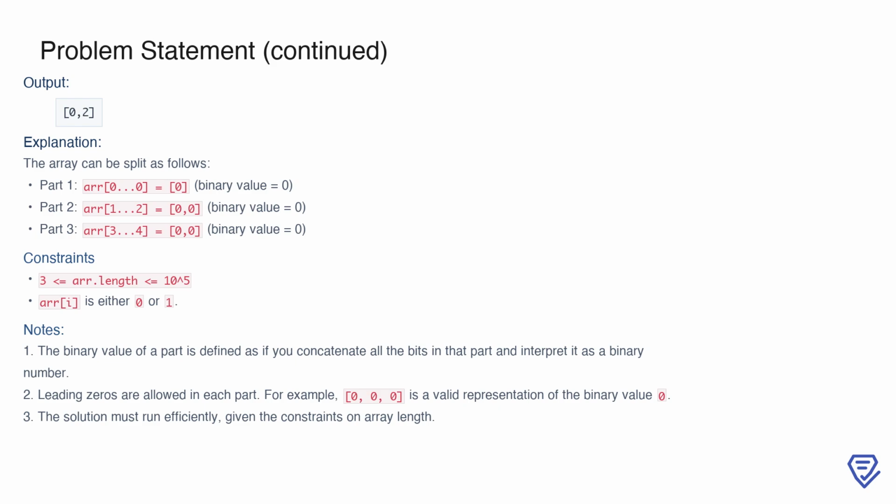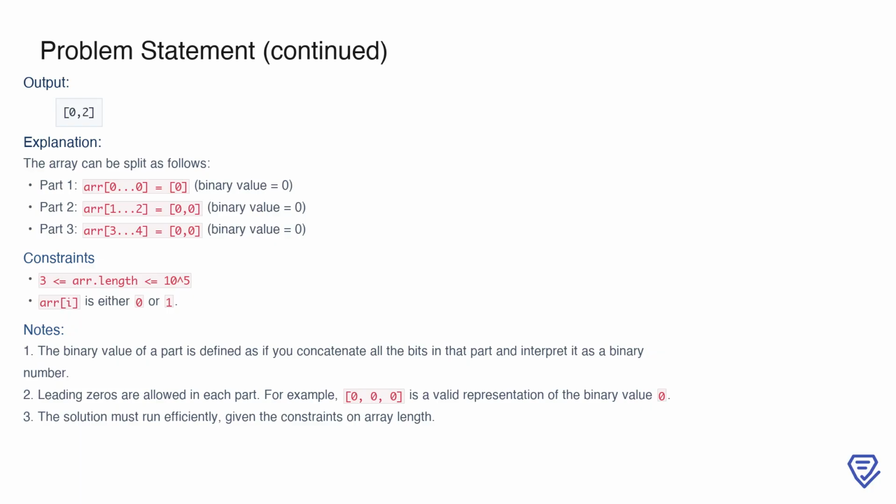The problem also comes with certain constraints. The length of the array is guaranteed to be at least 3 and at most 100,000. And every element in the array is either 0 or 1. Additionally, binary values are determined by concatenating all bits in a part, and leading zeros are acceptable. These constraints emphasize the need for an efficient solution that can handle large inputs while adhering to the rules of binary representation.